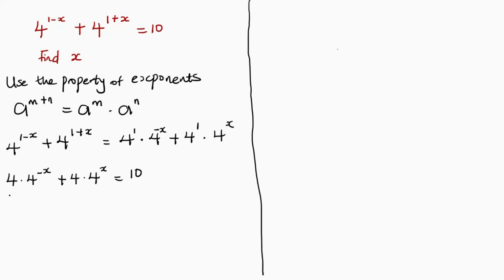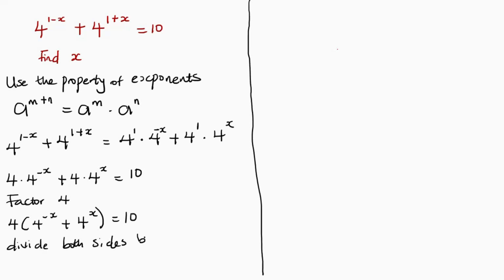So the next thing we want to do is to simply factor out the common term, and the common term right here is 4. So factoring out 4, we have 4 times (4 to the negative x plus 4 to the x) is equal to 10. The next thing is to divide both sides by 4. Dividing both sides by 4, we have 4 raised to the power of negative x plus 4 raised to the power of x is equal to 10 over 4.